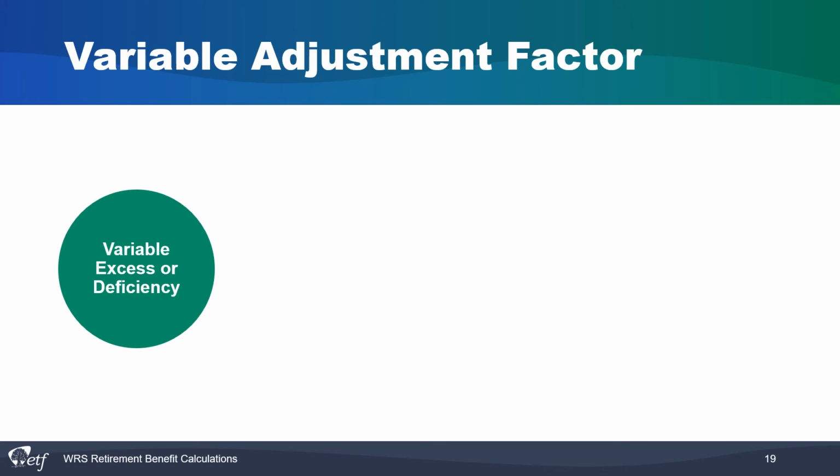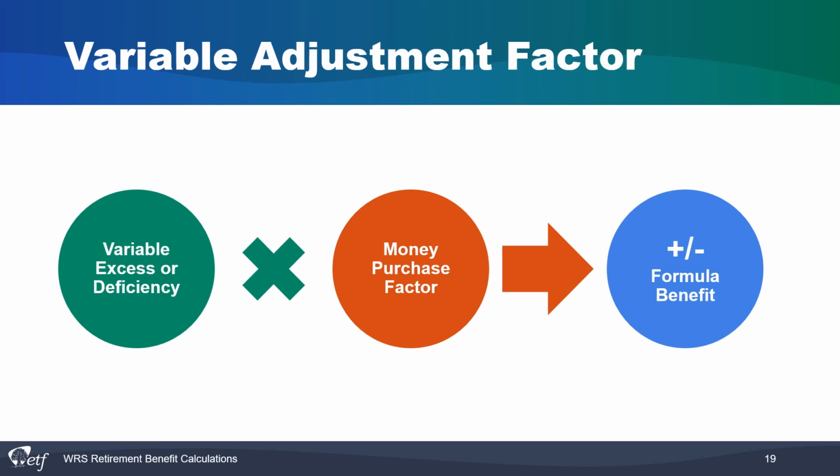Finally, let's look at the last factor that can be used in the calculation, the variable adjustment. To determine the amount added or subtracted to your formula benefit calculation, we take your variable excess or deficiency and multiply this by the money purchase factor to receive the total variable adjustment used in the formula calculation.